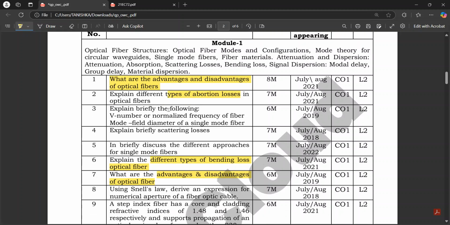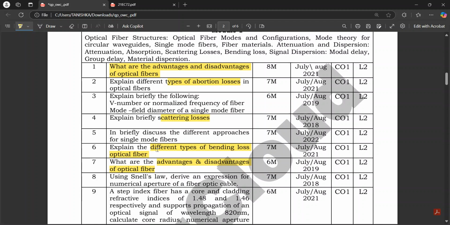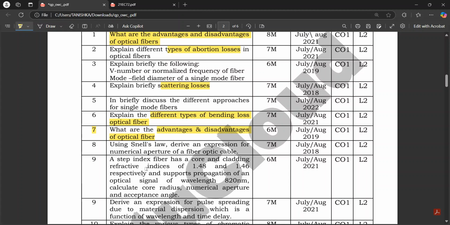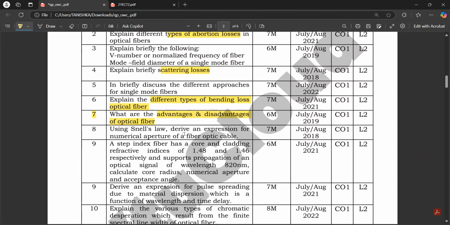Explain briefly the following is important, and explain different scattering losses is also important, and discuss the different approaches for single mode fibers, different types of bending loss. Then this question is repeated. Okay, that is the seventh question, and the first question is a repeated question, the same question. And using Snell's law derive an expression. Snell's law expression is also important.